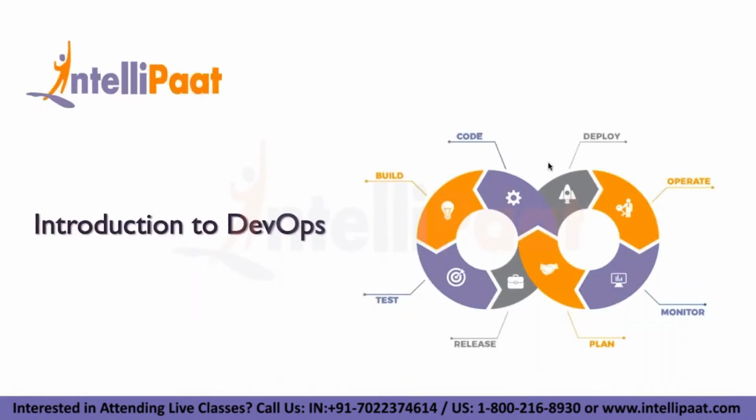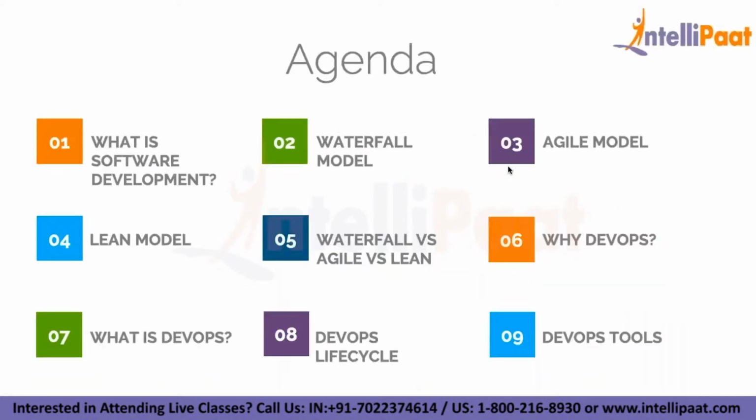So let's go ahead and first look at the agenda of this session. Guys, we are first going to understand what software development is, because only if we understand software development will it make sense for us to understand DevOps, right? We'll understand three different methodologies using which software is developed: Waterfall, Agile, and the Lean methodology. These three are basically the most famous software development methodologies throughout time.